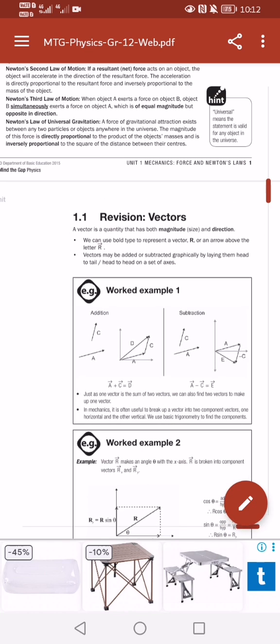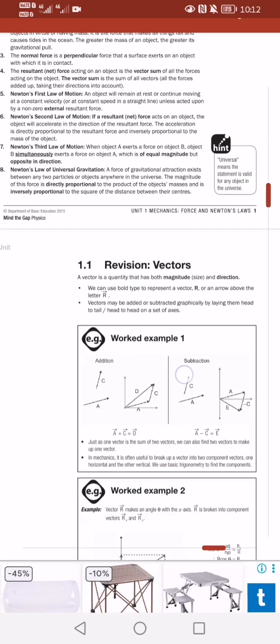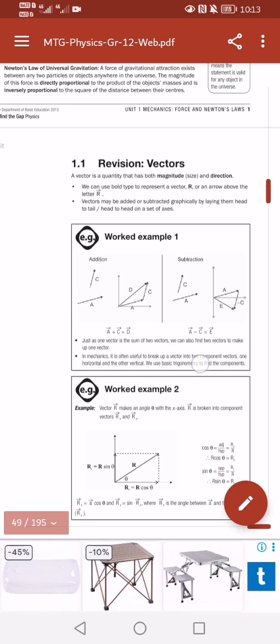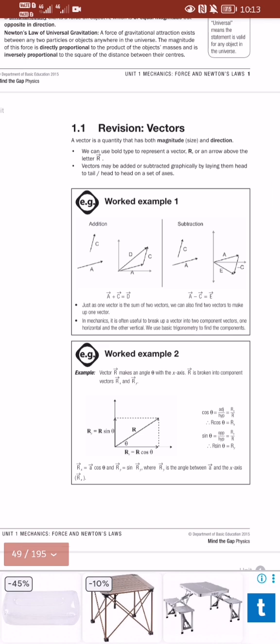I think I should end this video of vectors and scalars here, because it was just a revision from your grade 11.